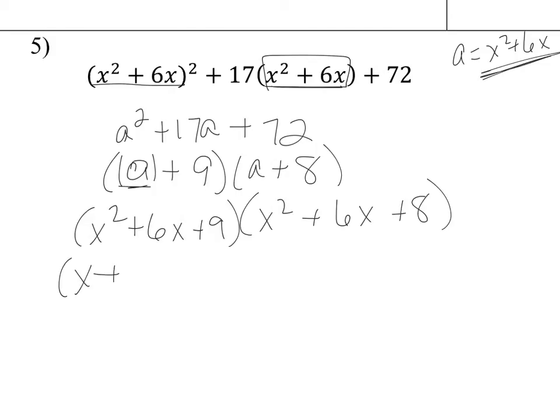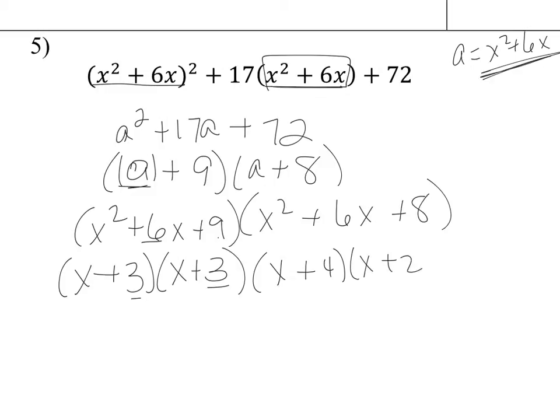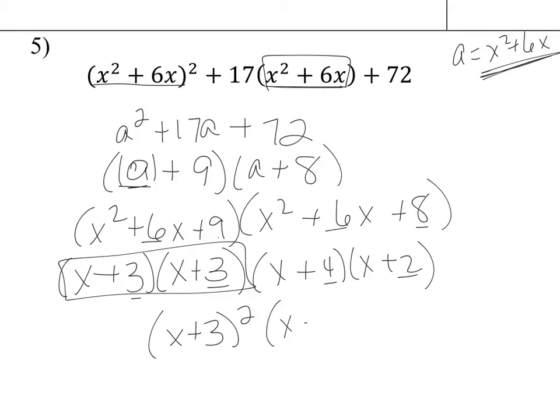So this is x plus 3, x plus 3. Yeah, 3 plus 3 is 6. 3 times 3 is 9. How about this one? 4 and 2. 4 times 2 is 8. 4 plus 2 is 6. That works. I can rewrite this if I want. X plus 3 squared, x plus 4, x plus 2. All right, we'll practice tomorrow. Have a great day.